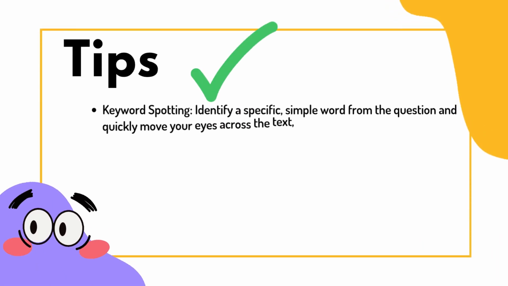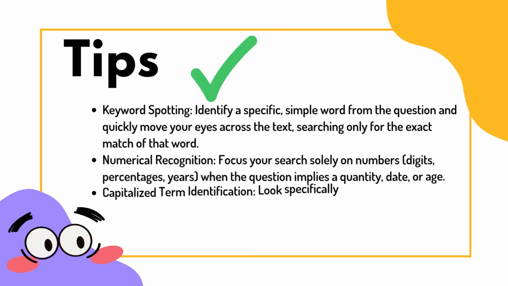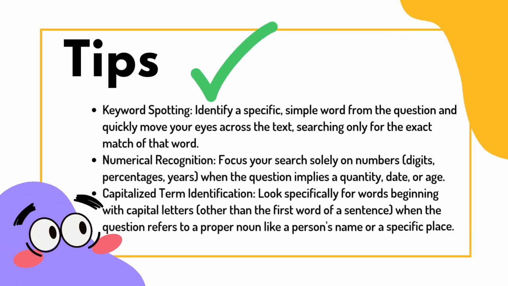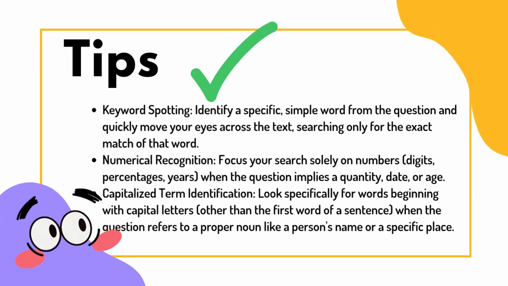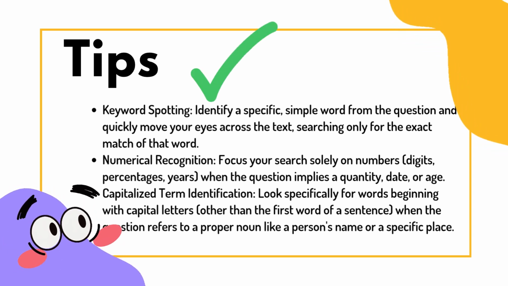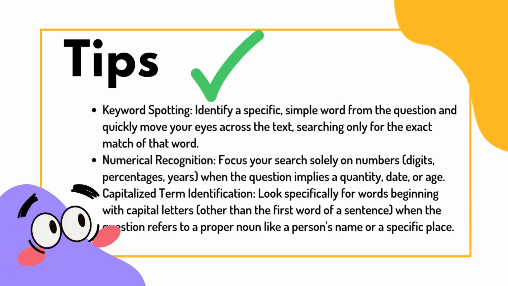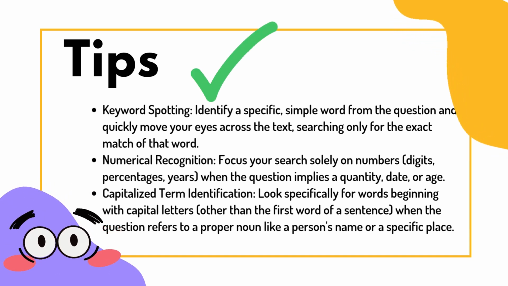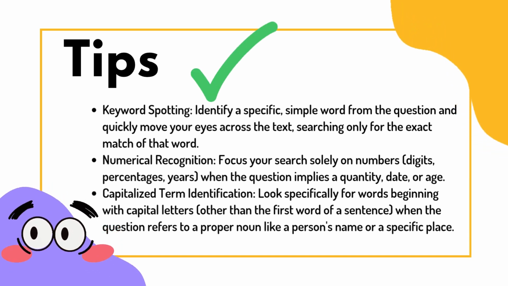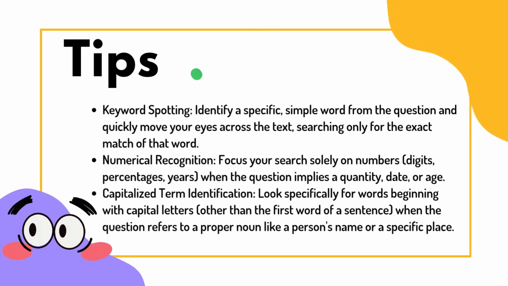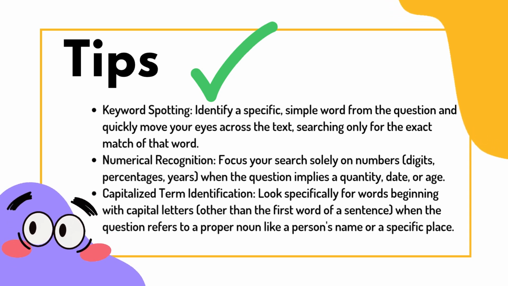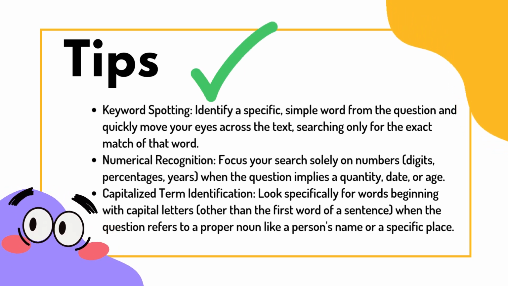To summarize, here are some important tips for mastering scanning techniques. Keyword spotting. Identify a specific, simple word from the question and quickly move your eyes across the text, searching only for the exact match of that word. Numerical recognition. Focus your search solely on numbers, digits, percentages, years, when the question implies a quantity, a date, or an age. Capitalized term identification. Look specifically for words beginning with capital letters, other than the first word of a sentence, when the question refers to a proper noun like a person's name or a specific place.